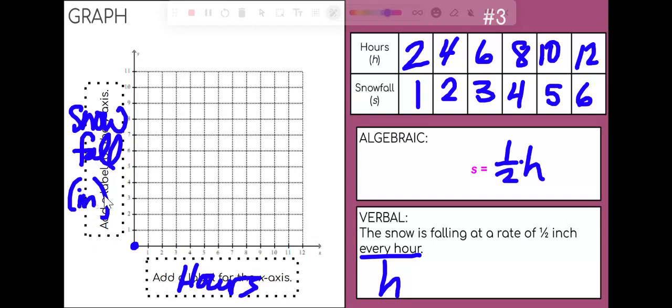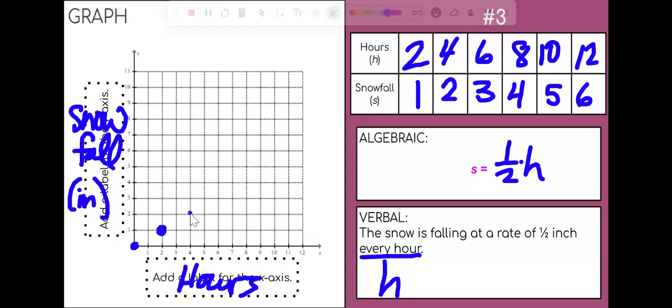If you want to, actually you should write your units in parentheses. How are we measuring snowfall? We're measuring in inches. Okay, now we can plot this. In 2 hours, because I skip counted by 2 here, we have 1 inch of snow.